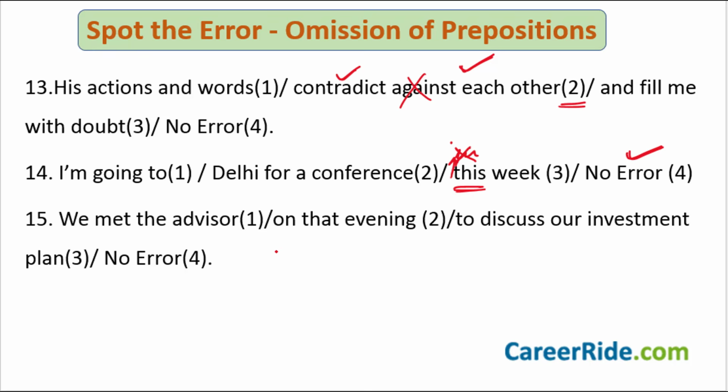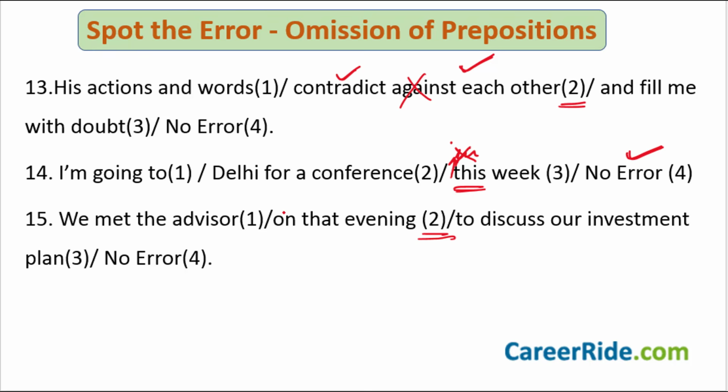We met the advisor on that evening to discuss our investment plan. So we wanted to invest some money and that is why we met the advisor that evening. Where does the error lie? Let's read the sentence. We met the advisor, no mistake here, on that evening to discuss our investment plan. Basically, the mistake here lies in the second part of the sentence. Can you find out what the mistake is? Now I have told you even where the mistake lies. Try to read the sentence and see if you are able to find it out yourself.